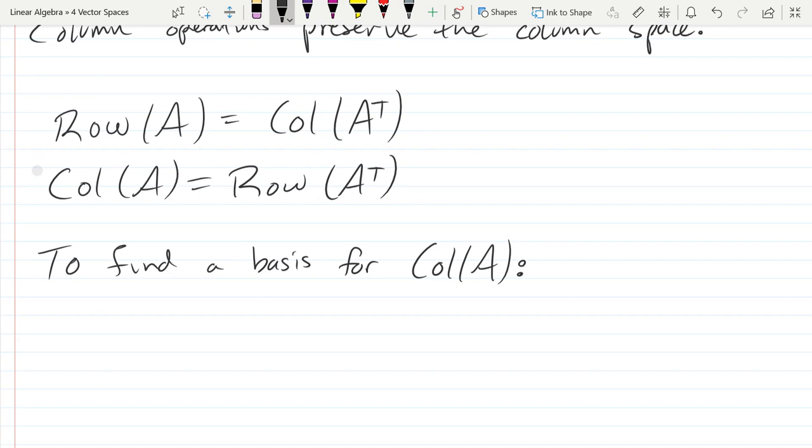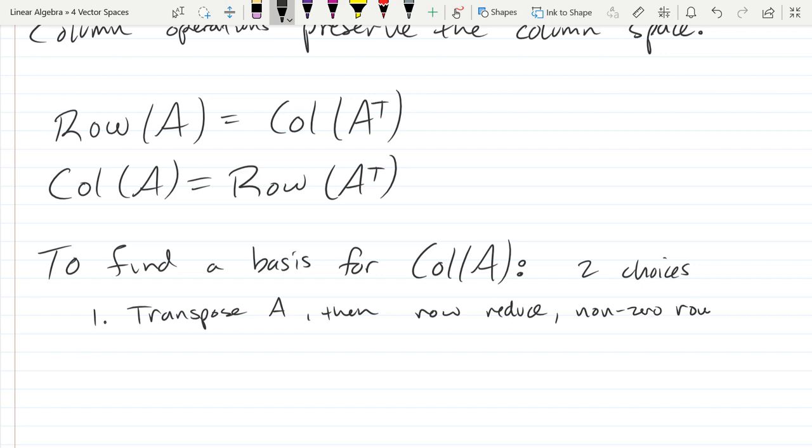you have two choices. Your first option, what we did, is you could transpose the matrix. So transpose A, and then row reduce, and then your non-zero rows are the basis vectors. So that's exactly what we did for the example problem at the beginning. We took our vectors and instead of putting them in as columns, we transposed them, put them in as rows. So that's exactly what we did.